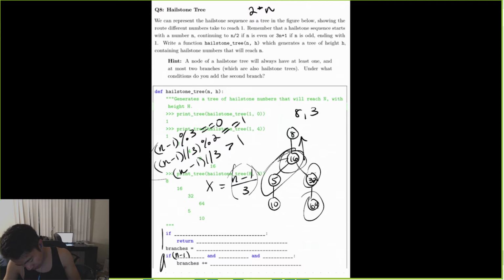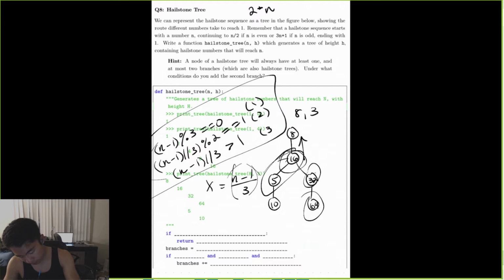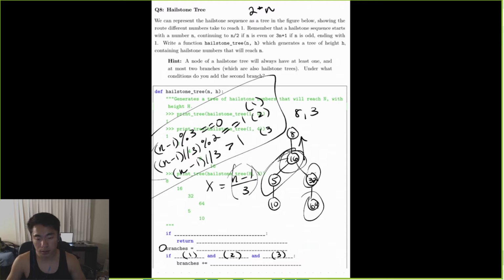So n minus 1 mod 3 equal to 0. Okay, I'm just going to label it right here. 1, 2, 3. And put all of them down here. If 1 and 2 and 3, then what are we going to do? We first have to think about what branches is, though.